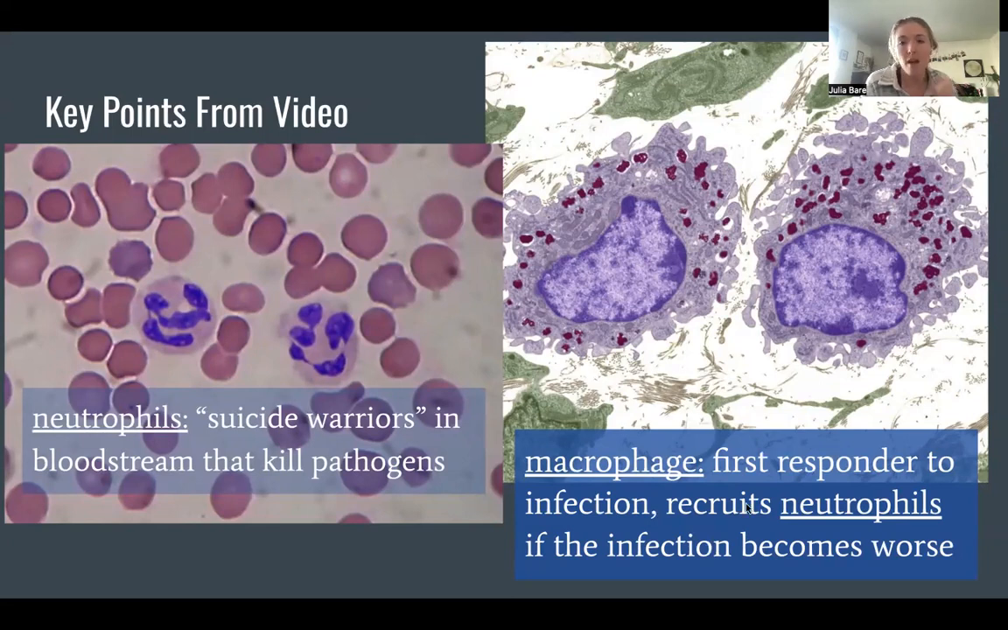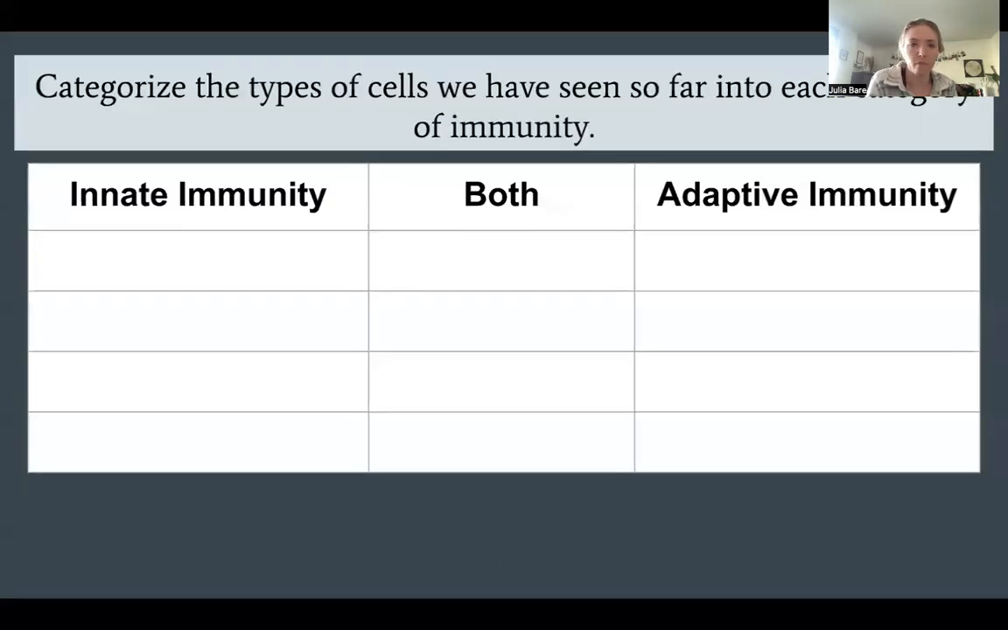A macrophage is sort of the first responder. It's the EMT of your bloodstream. It's going to be the first thing that recruits the neutrophils to the infection if the infection becomes worse. And these macrophages, if you go back to the Kurzgesagt video and review it, they actually can wrap themselves around the invading pathogen and eat it via endocytosis.